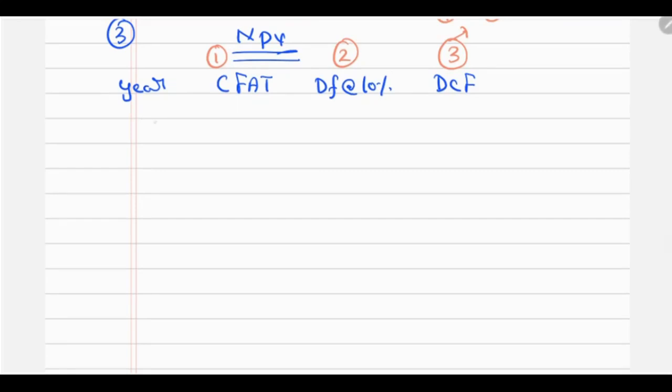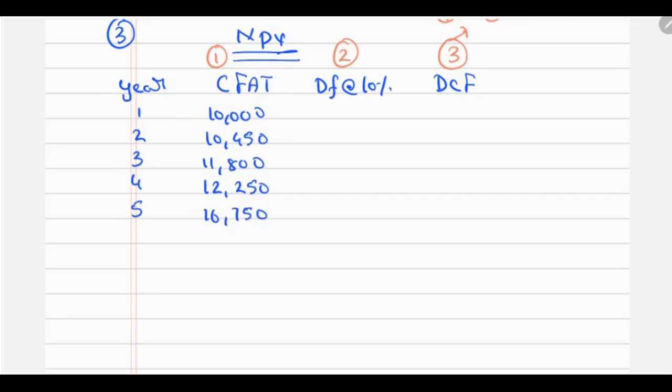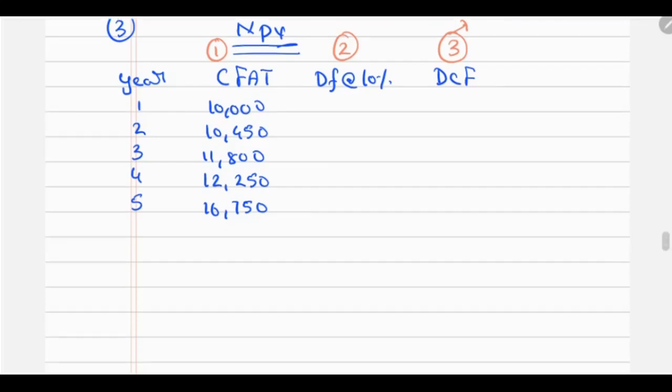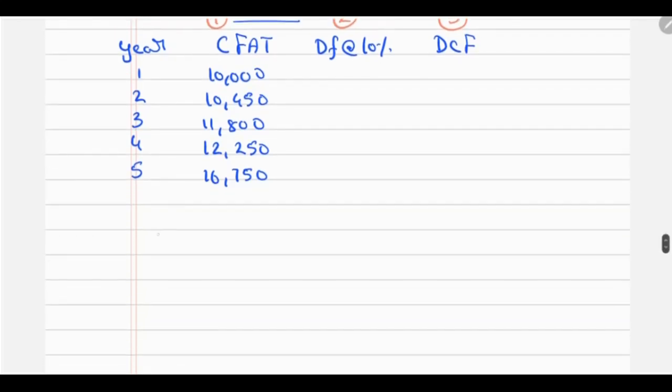Now we have 5 years: first year, second year, third year, fourth year, and fifth year. Then we have the cash flow after tax, which is given to us: 10,000, then 10,450, 11,800, then 12,250, then 16,750. Just pull out all the values of your CFAT. Then in this case, we have to find the discount factor. To find the discount factor, you have a formula: DF equal to 1 by (1 plus R) whole power n.